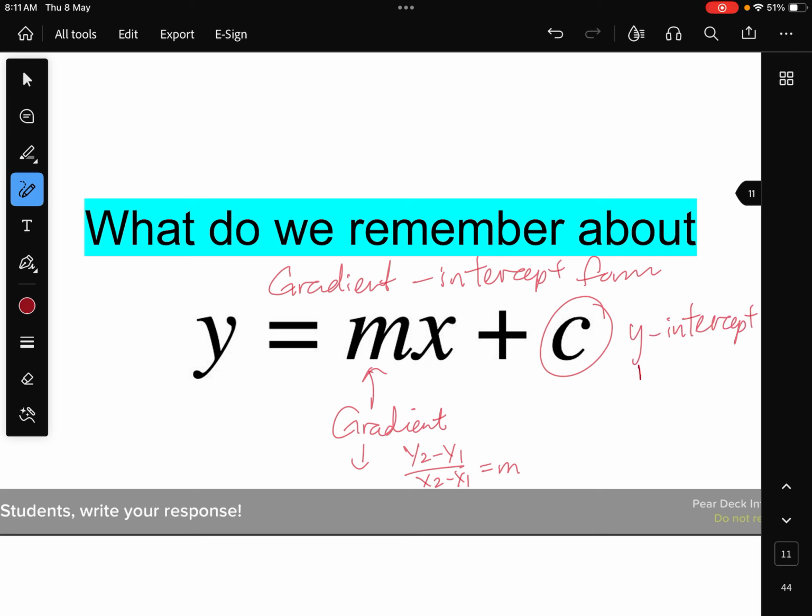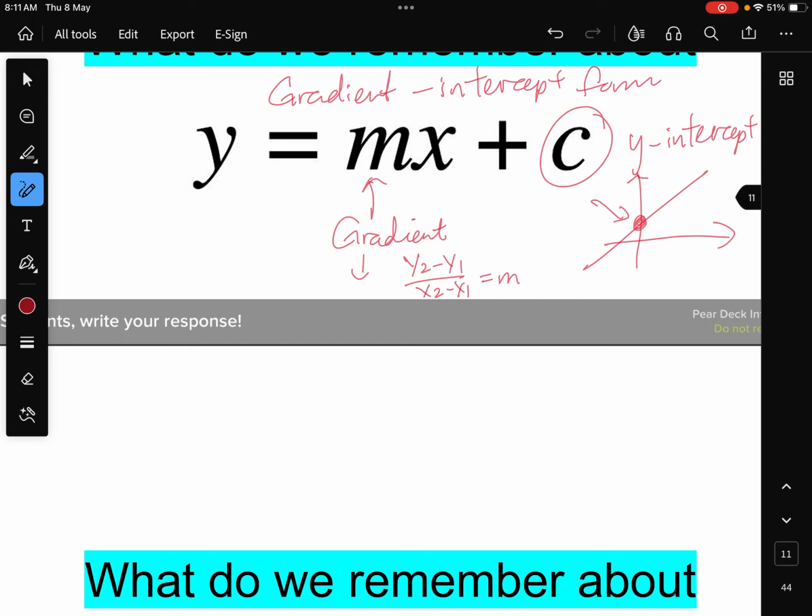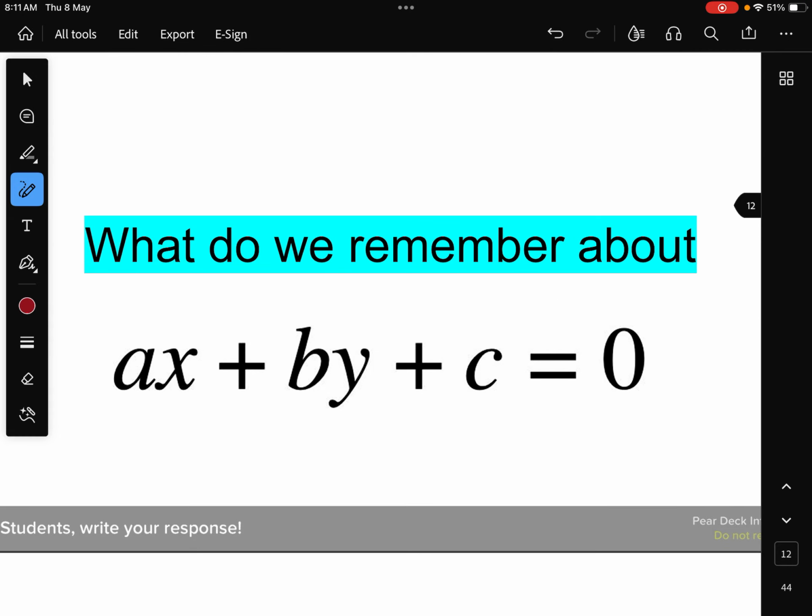Again, the y-intercept is basically where the graph cuts the y-axis. This is what we call the y-intercept. This is something that we should know at the back of our heads. This is basically the most popular equation that we use for straight line graphs. Now, sometimes you might see something like this, which is really awkward, isn't it? But what this does is that it is the same form.